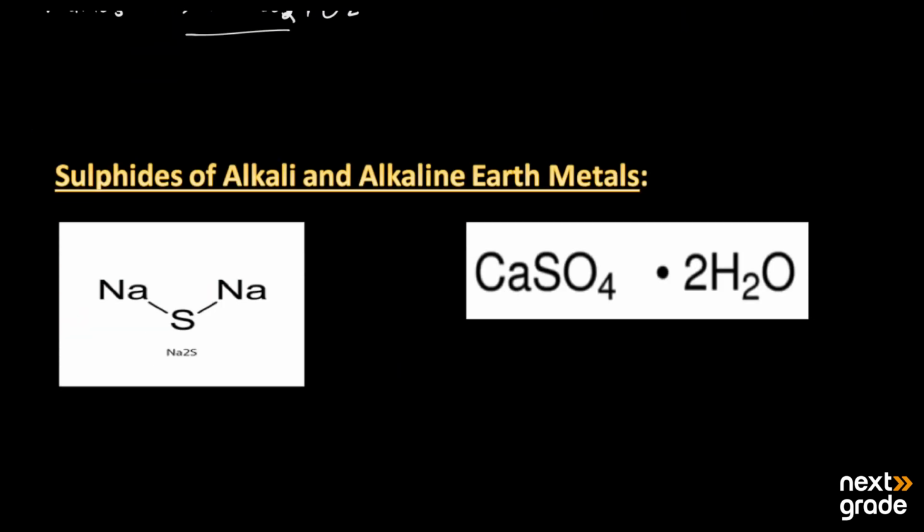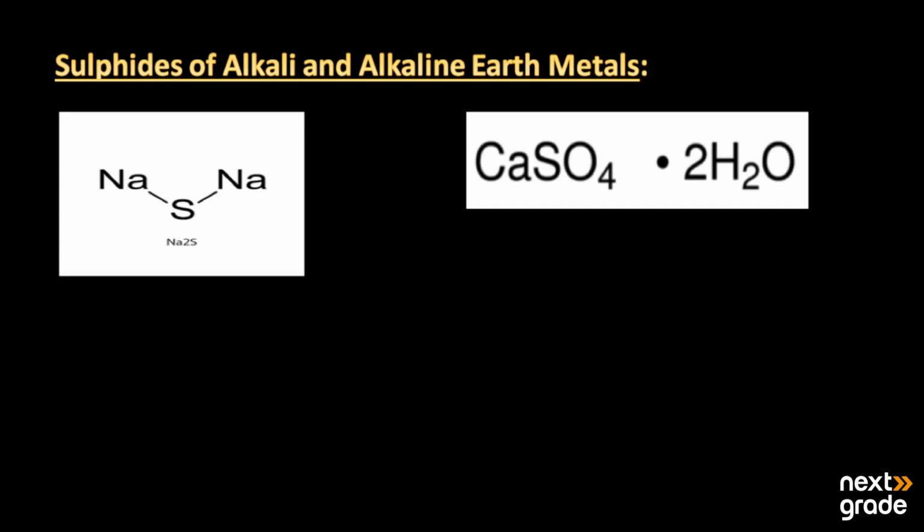Then we have the sulfates of alkali and alkaline earth metals. When we are talking about the sulfates, there's a group known as SO4. It gets attached with the metals. Here we have calcium sulfate dot 2H2O, which is also known as gypsum.